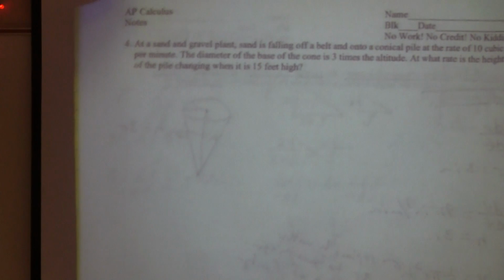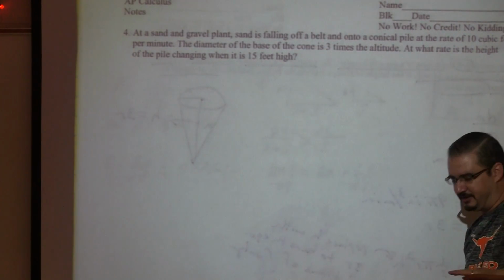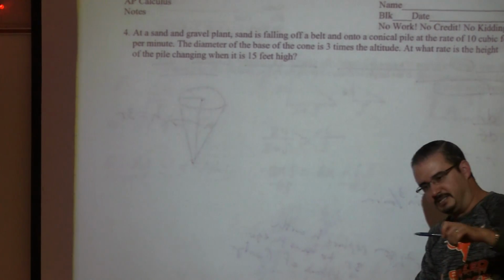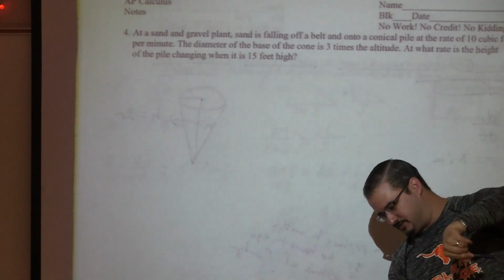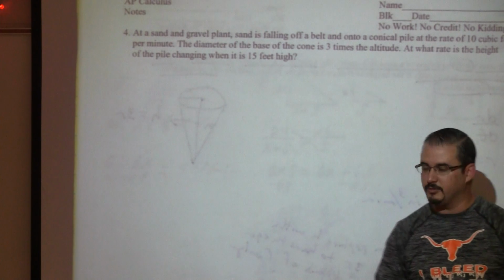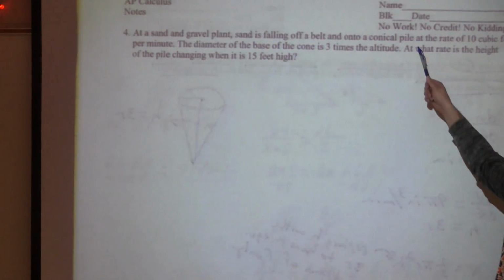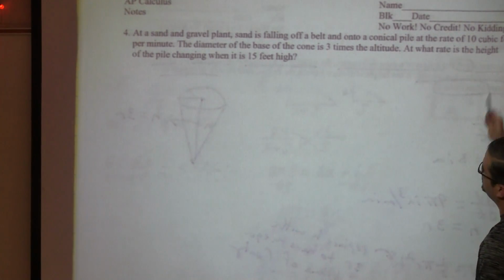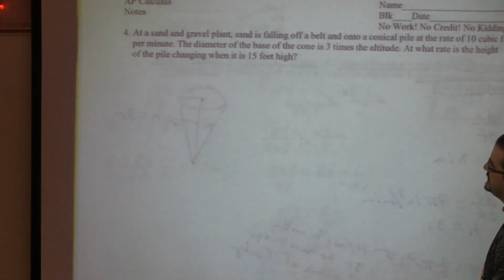So let's look at number 4. At a sand and gravel plant, sand is falling off of a belt, so they have a conveyor belt and it has sand on it. And the conveyor belt is turning, and as it turns and it goes around, the sand is falling, right? So as that sand falls, it's forming a pile in the shape of a cone, a conical pile, at a rate of 10 cubic feet per minute. Okay, the diameter of the base of the cone is 3 times the altitude. At what rate is the height of the pile changing when it is 15 feet high?